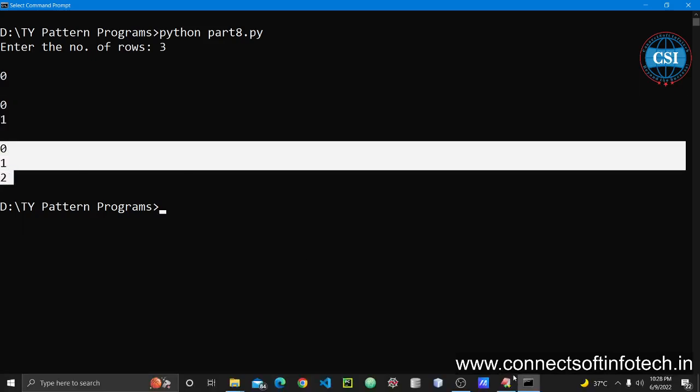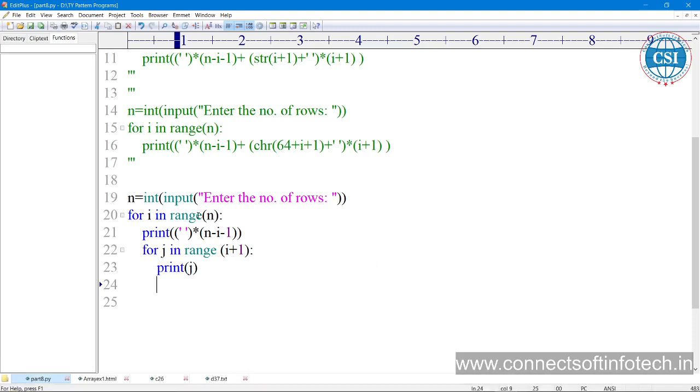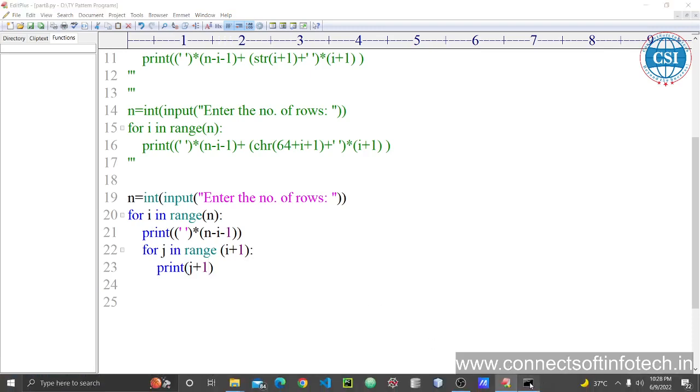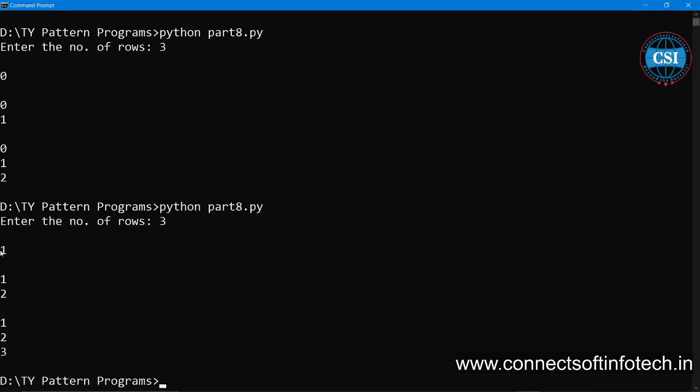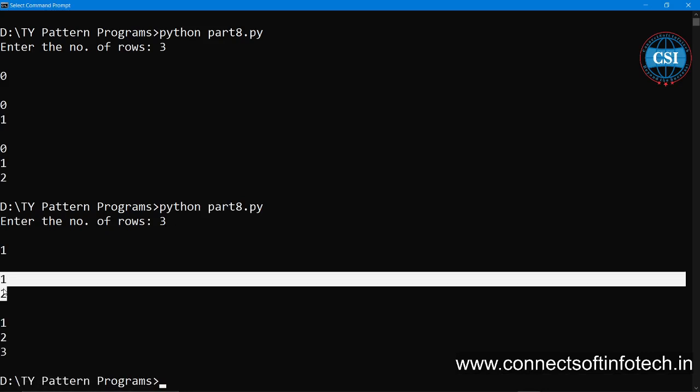We are getting the perfect output, but it is starting from 0. So you can print j plus 1 here. It should not start from 0; the output should be 1, 1 2, 1 2 3. So you can write that. With the number of rows as 3, now we are getting 1, then 1 2 and 1 2 3.